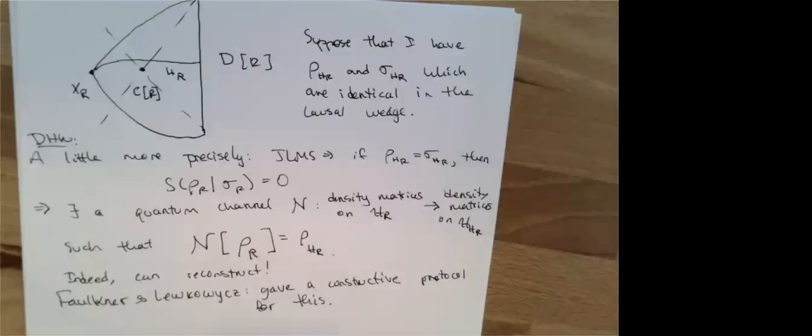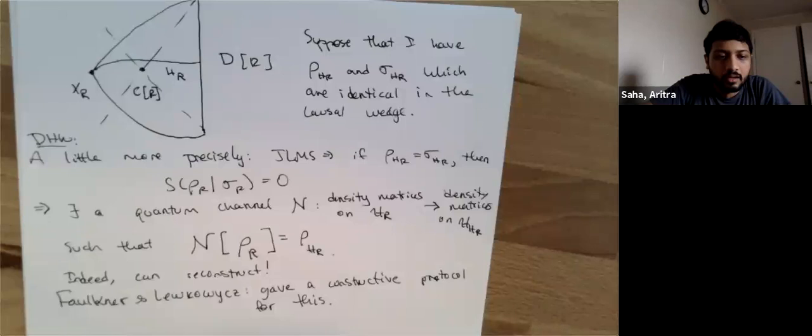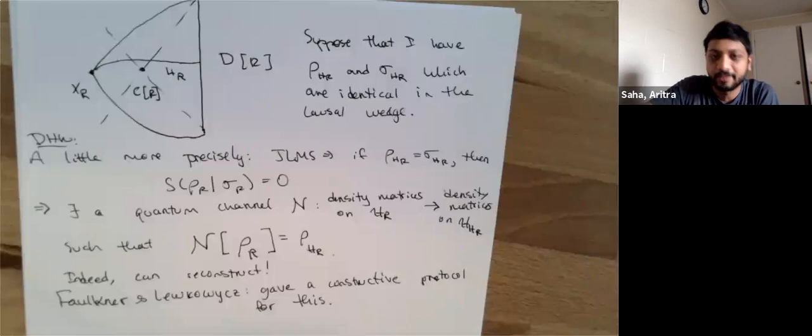So, it seems like in order to construct the bulk, you first need to ensure that rho HR is equal to sigma HR. Now that is also related to the bulk. So before you reconstruct the bulk, how can you actually make sure that that holds?